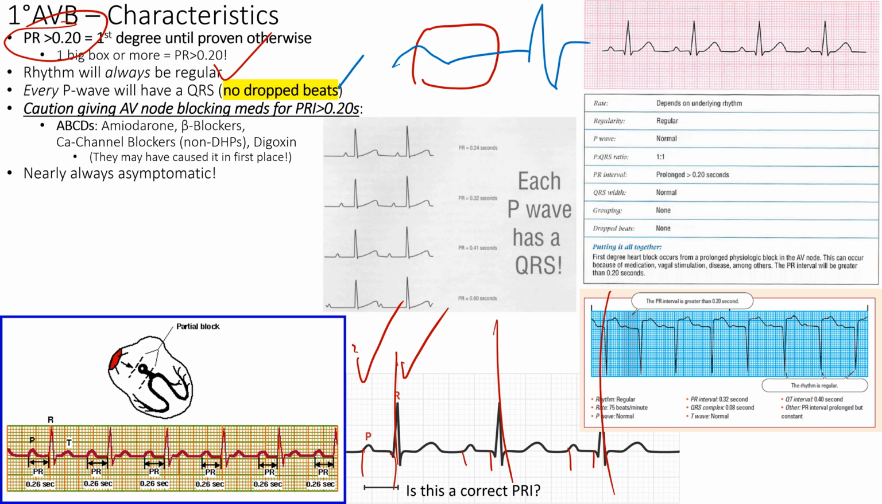And then we investigate further as a type 1 or type 2, okay? All right, so use caution giving AV node suppressing agents because you're going to make that PR interval more prolonged. Sometimes your PR interval will be 0.22, and they'll say go ahead and give the medication. The risks outweigh the benefits, but you're going to keep an eye on them to make sure it's not going to get even more prolonged.